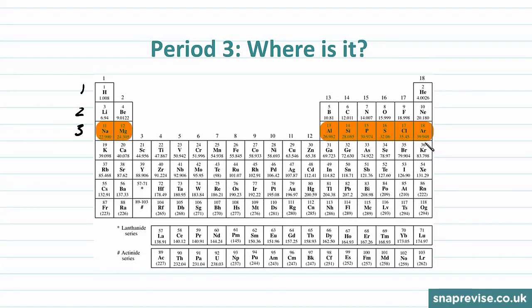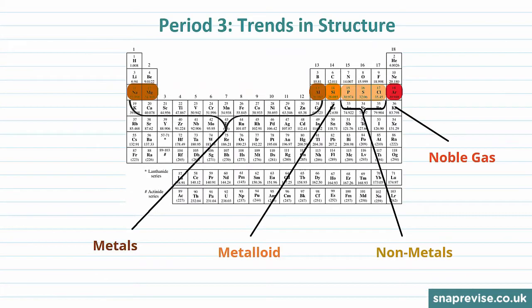We can take a closer look at the elements in period 3. We'll take a look at their structure. From sodium to aluminium, our elements are metals. Sodium, magnesium and aluminium, you may well know, are all metals. Silicon, the next element along in the period, is a metalloid. Some of its features are similar to a metal and some differ. Our non-metals are phosphorus, sulfur and chlorine, and argon is our incredibly stable noble gas.